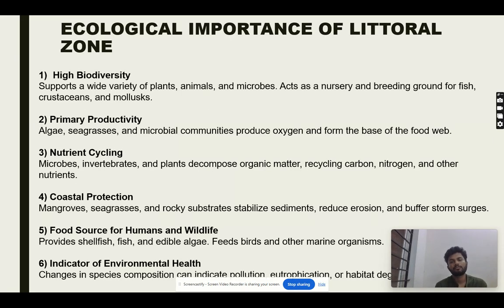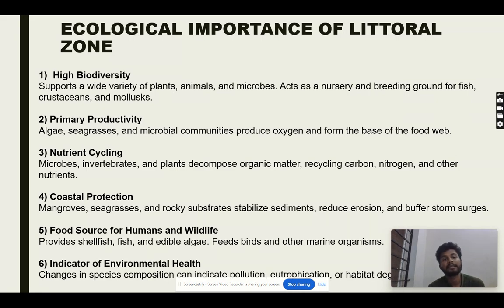Till now we discussed various adaptations of the organisms in the littoral zone, and also the various organisms which inhabit that particular zone. And now, concluding all this, let us discuss the ecological importance. How is this littoral zone important to mankind or to the ecology?